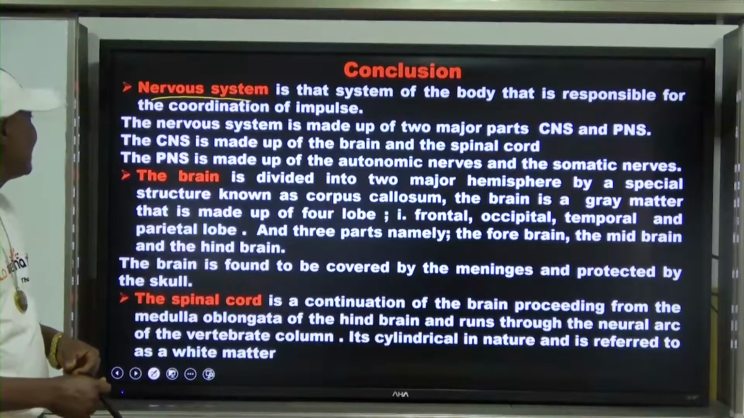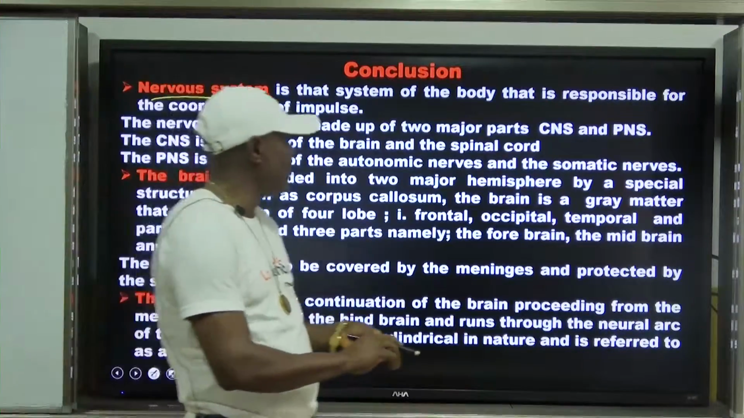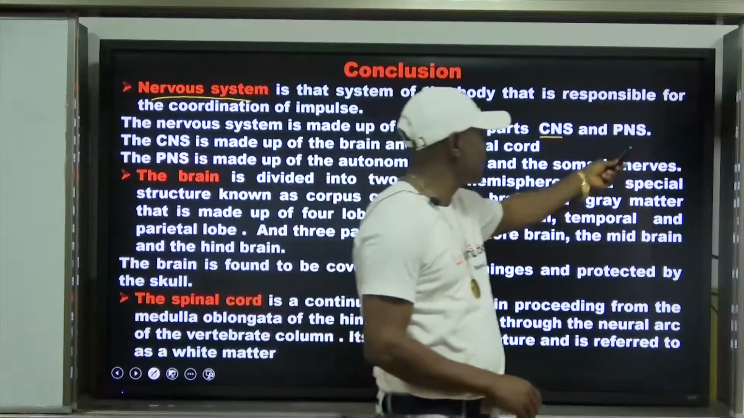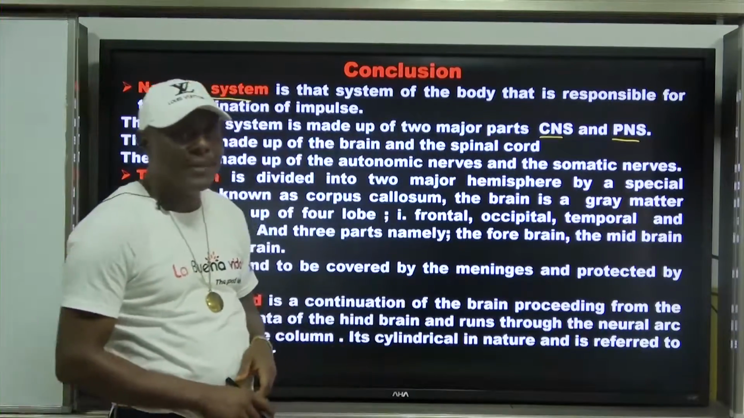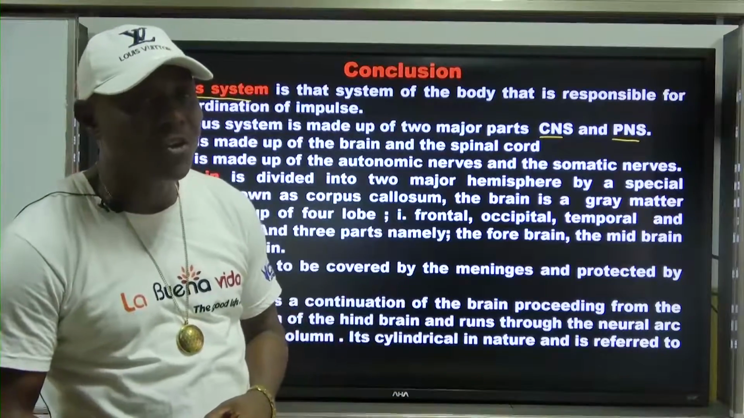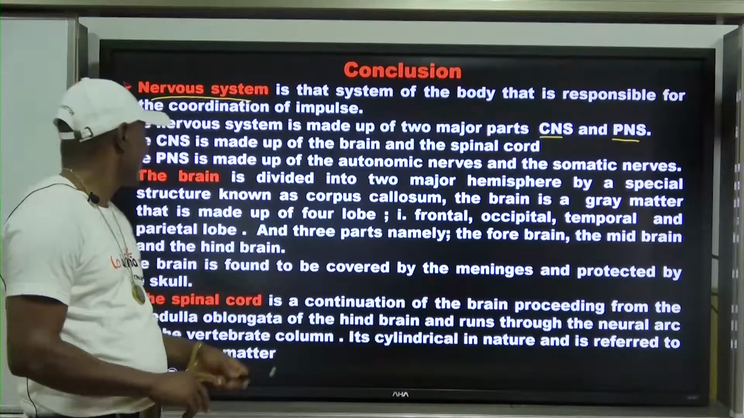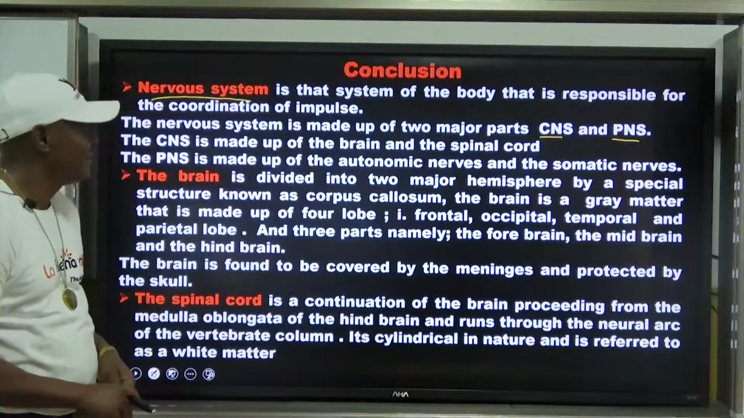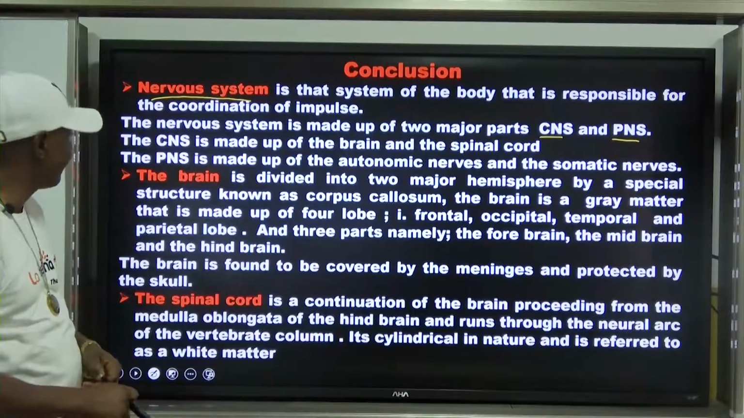So the nervous system is divided into 2 major parts. We have the central nervous system, and we also have the peripheral nervous system. The central nervous system is represented with the acronym CNS, while the peripheral nervous system is represented with the acronym PNS. So the central nervous system is made up of the brain and the spinal cord. I'm sure you have that.